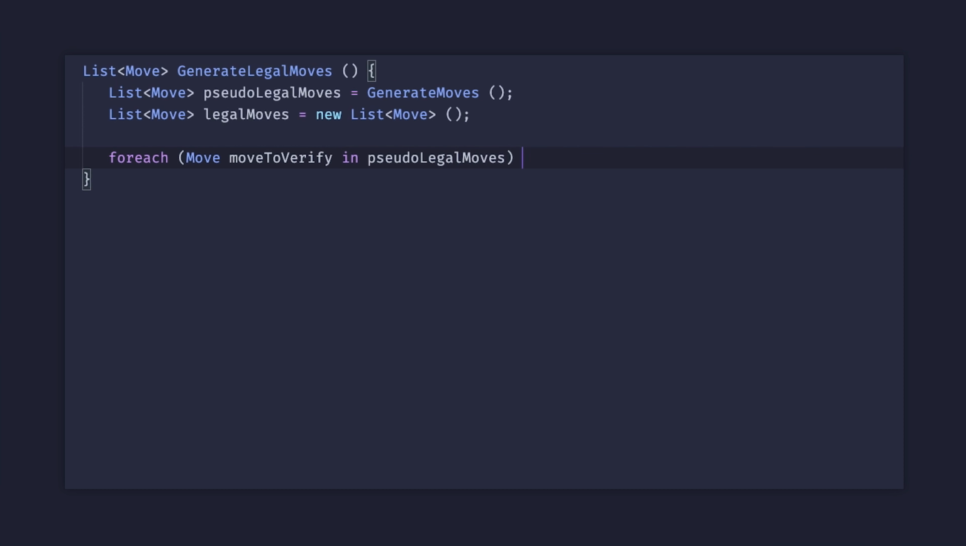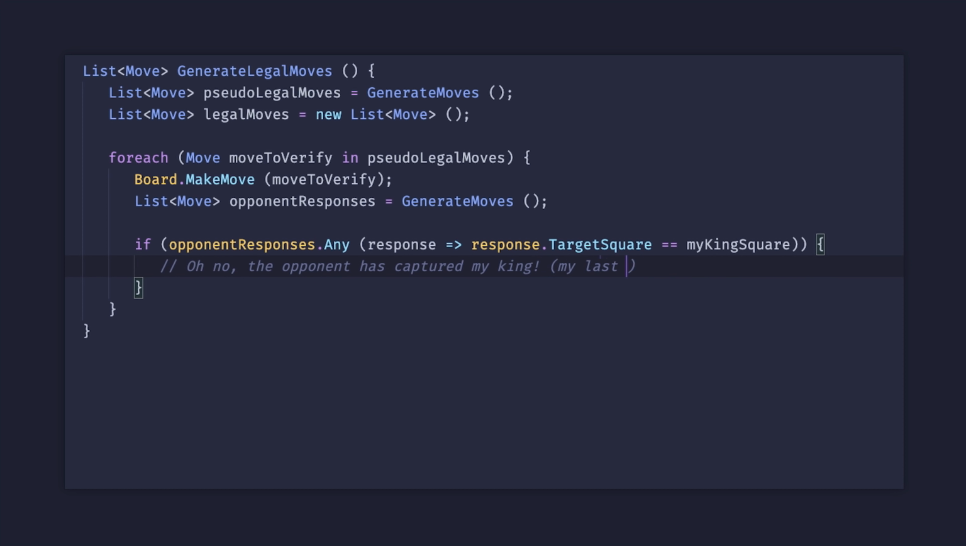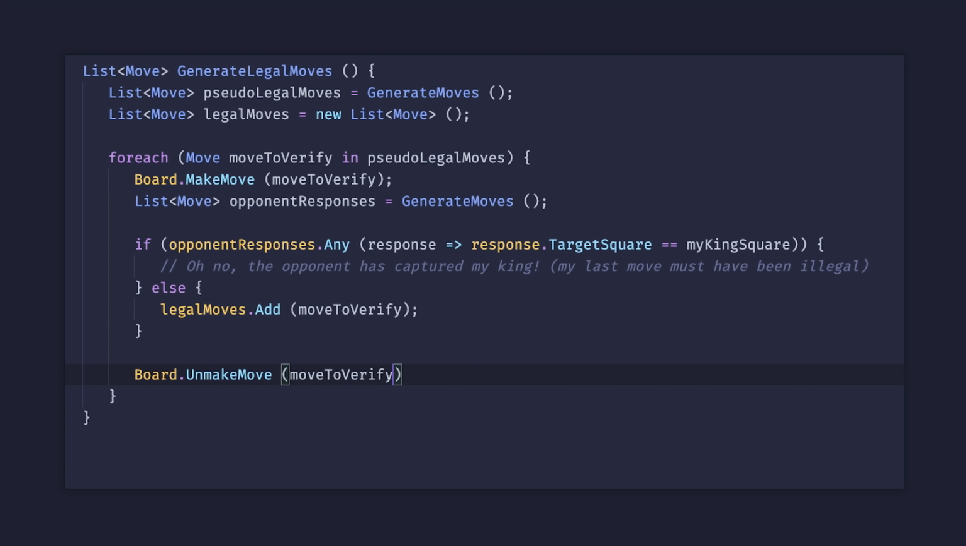take each pseudo-legal move, play it on the board, and then look at all the opponent's responses. If any of those responses is a capture of our king, we know that our last move must have been illegal, and in that way we can filter through just the legal moves.